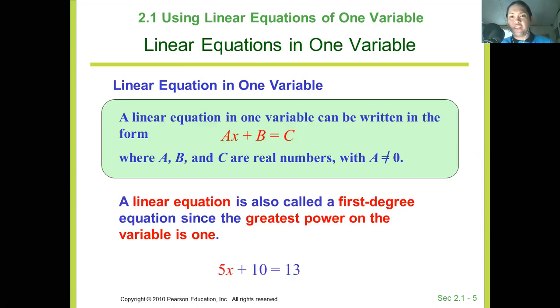So a linear equation is also called a first degree equation. Why? Because the greatest power on the variable is 1. That's why we only have one solution or root for a linear equation. Again, it is a first degree equation since its greatest power or degree is 1.